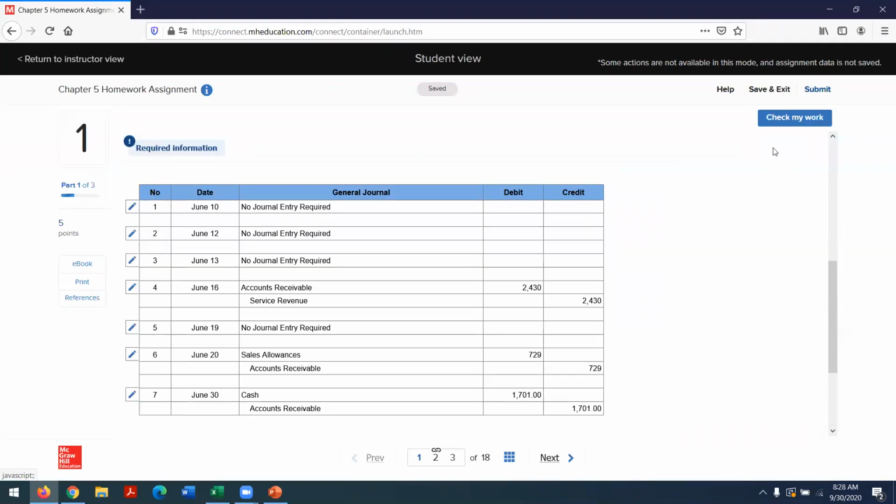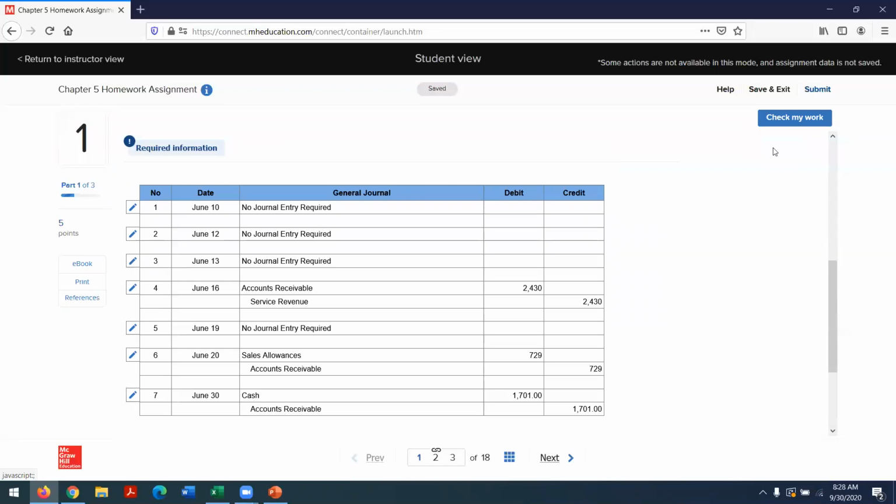Any questions? Is that kind of making sense, guys? The difference between the various contra accounts?